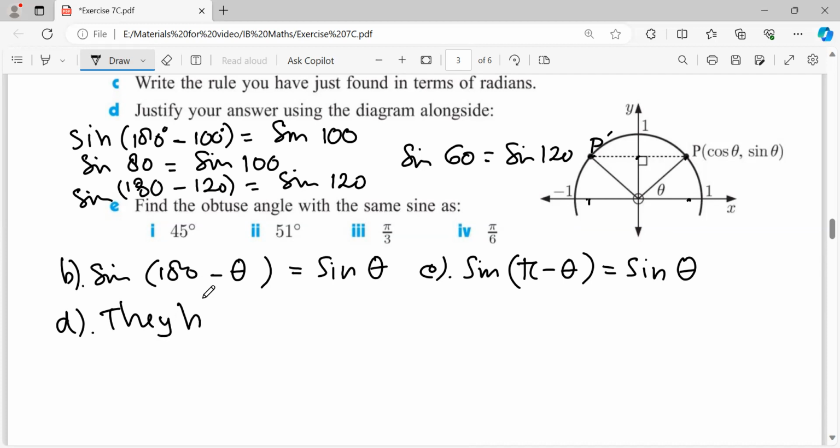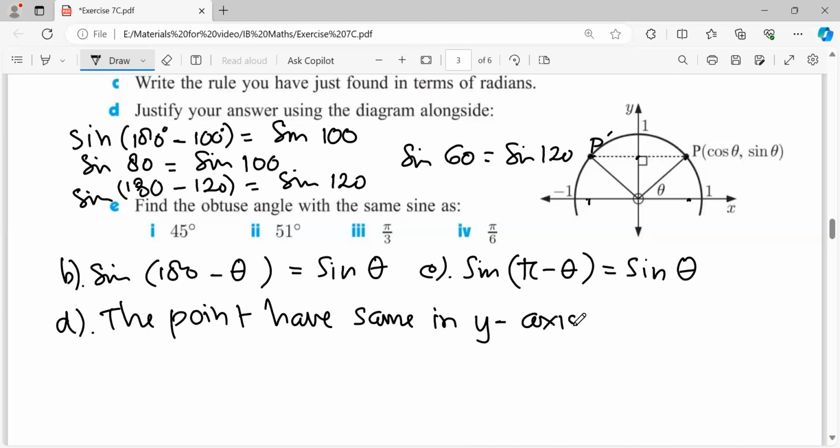The points have the same y-axis value, or y coordinates. Okay.